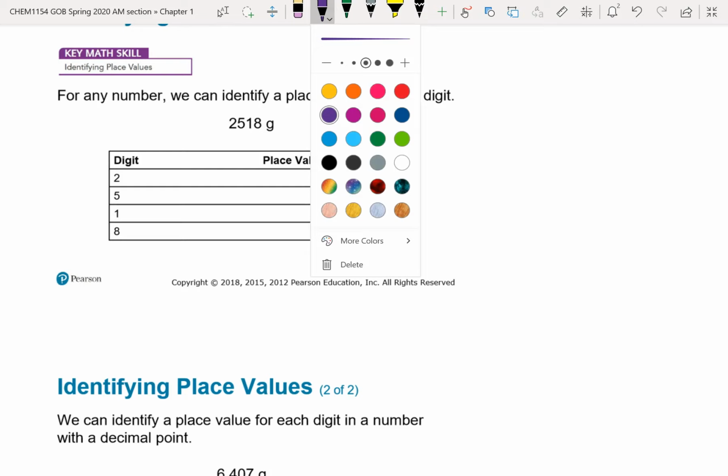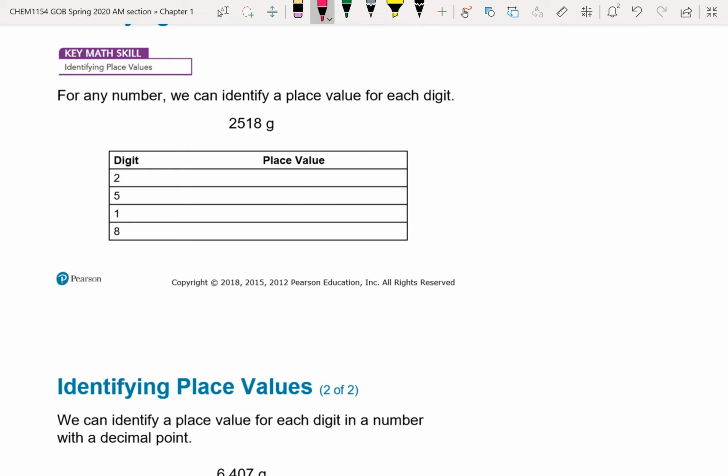The first thing we're going to take a look at is identifying the place value for each digit in a number. All right, so we have 2,518. Let's start at the right side. What place is the 8? Is that the ones, tens, hundreds, thousands? That's the ones. What about the 1? That's the tens. And the 5 would be the hundreds. And then the 2 would be the thousands. All right, so that number is 2,518.